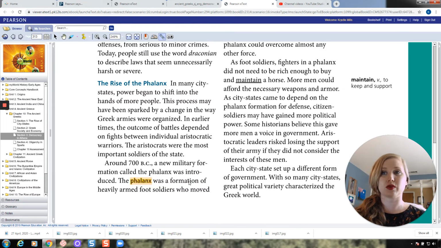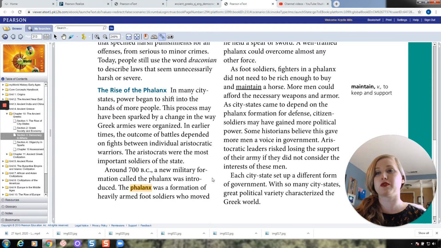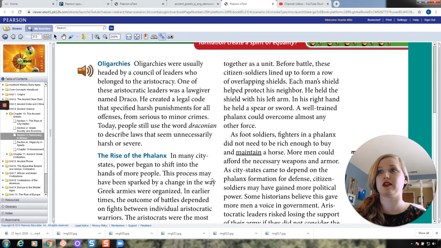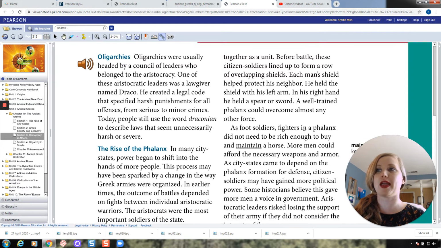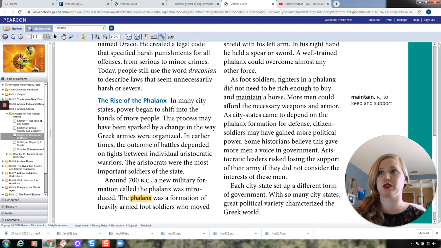The phalanx was a formation of heavily armed foot soldiers who moved together as a unit. Before battle, these citizen soldiers lined up to form a row of overlapping shields. Each man's shield helped protect his neighbor. He held the shield with his left arm. In his right hand, he held a spear or sword. A well-trained phalanx could overcome almost any other force.